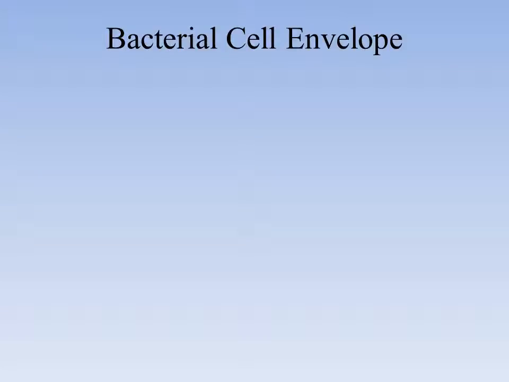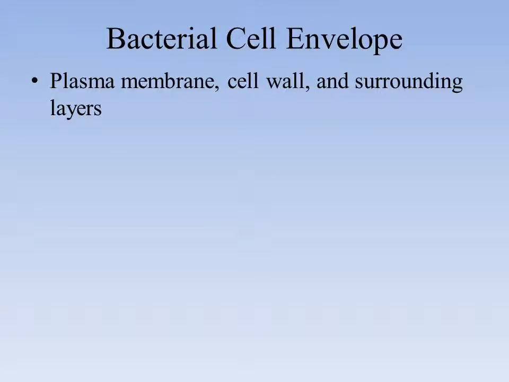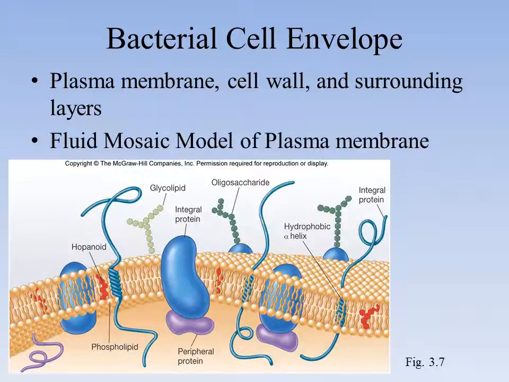All right, let's talk about the bacterial cell envelope. Basically, the envelope is the plasma membrane, the cell wall, and anything that may be surrounding the outside, be it a capsule or any other component. The fluid mosaic model of the plasma membrane in bacteria, as you can see here, looks pretty similar to what we see in eukaryotic cells. There's not a ton of differences.